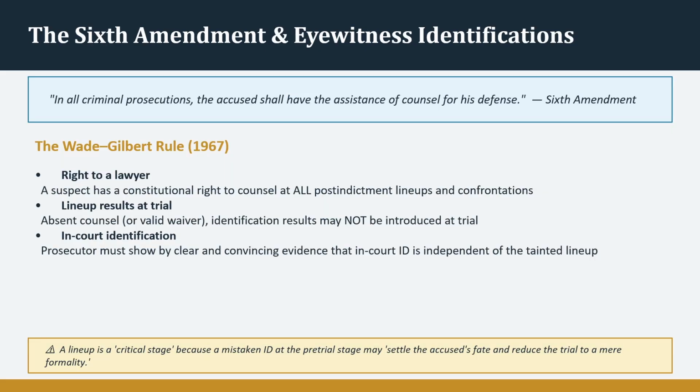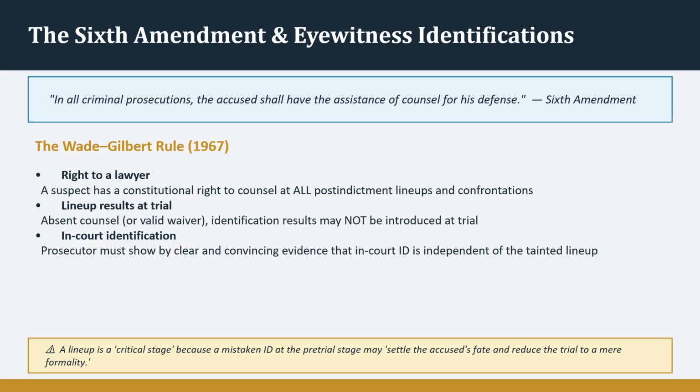Now we turn to the constitutional law. The United States Supreme Court has identified two separate constitutional frameworks that govern eyewitness identification procedures. The first is the Sixth Amendment right to counsel. The second is the due process protections under the Fifth and 14th Amendments. We will take them in order.